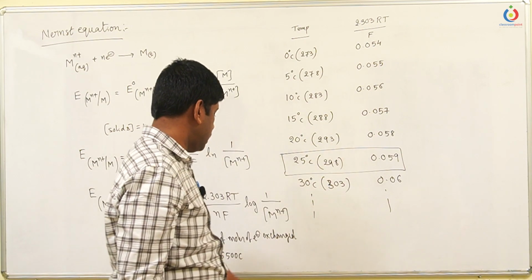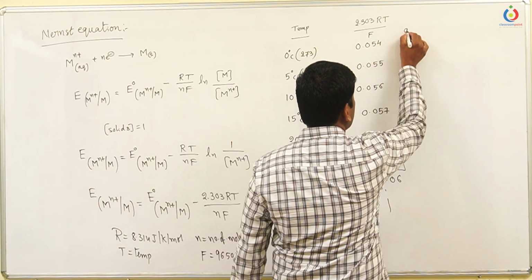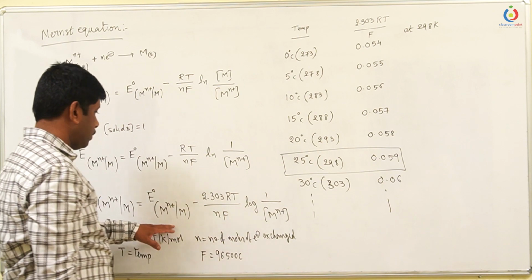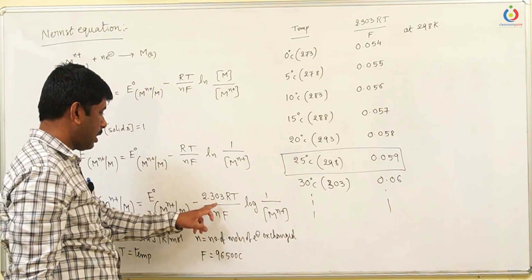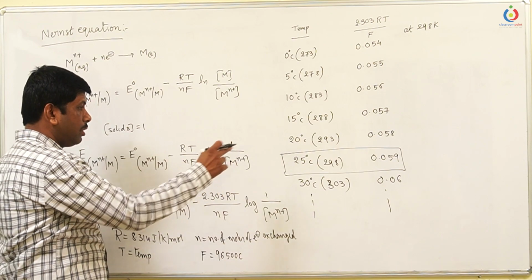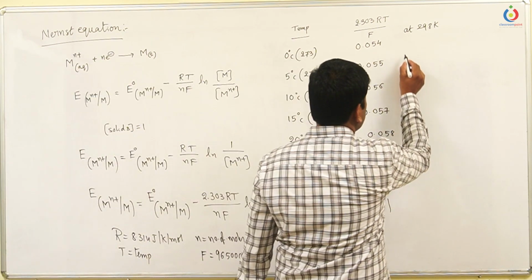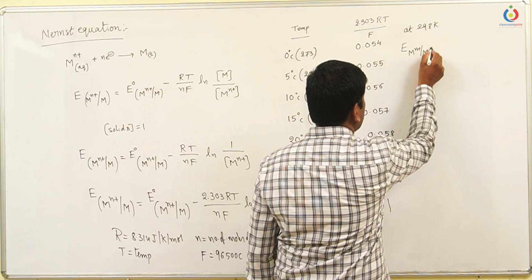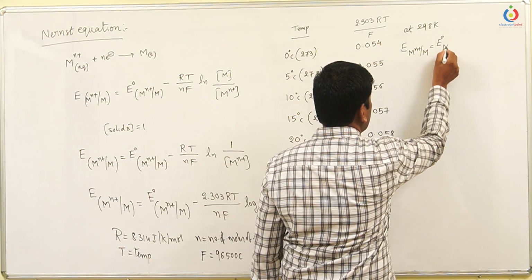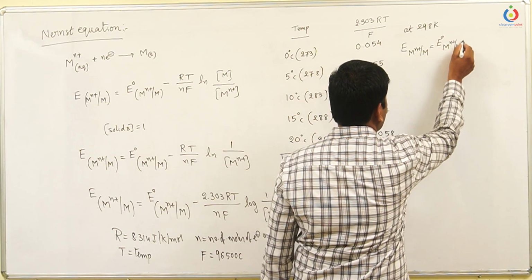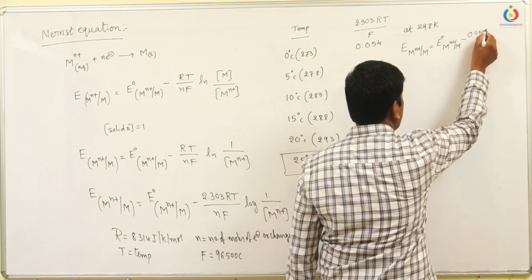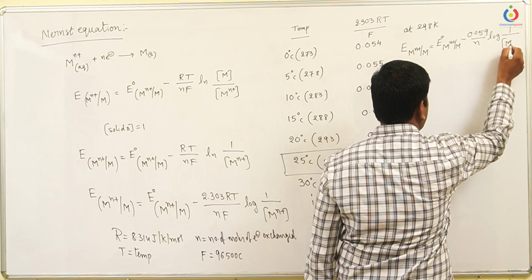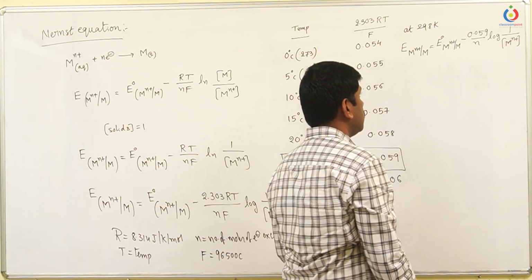So now by substituting at 298 kelvins, the equation is reduced to, in place of 2.303 RT by F, I can write 0.059. So the equation changes to E of Mn+ by M is equal to E naught of Mn+ by M minus 0.059 by n into log 1 upon the concentration of the given metal ion or electrolytic solution.